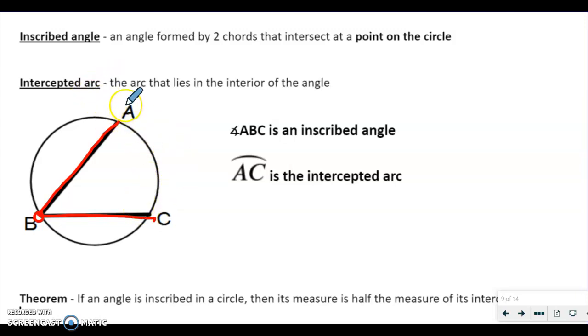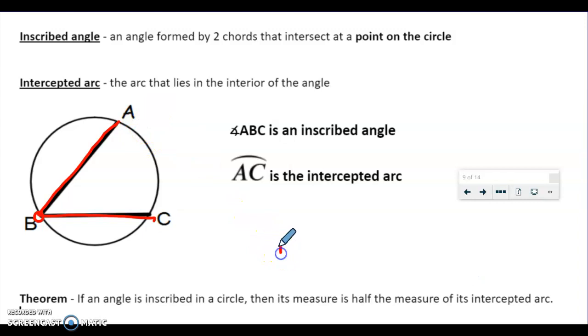Now, when we look at the inscribed angle, something is created, and that is called the intercepted arc. The arc lies in the interior of the angle, so it's on the two other vertices of the angle, okay? So in this case, your intercepted arc is a minor arc, and we're going to call it AC. Now, if an angle is inscribed, then it is half the measure of the arc. So here's just an easy way to remember this.